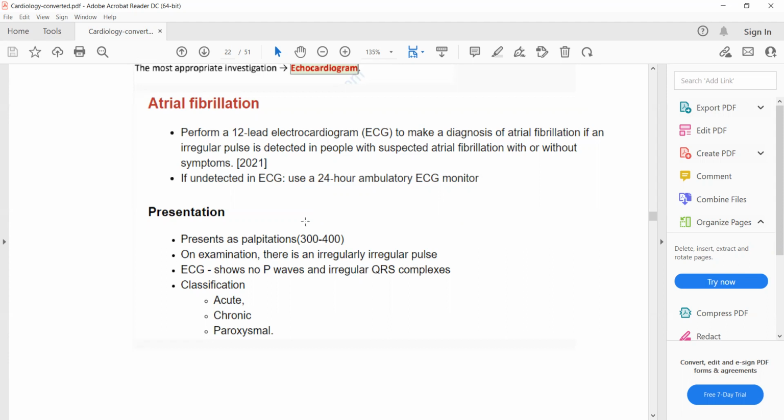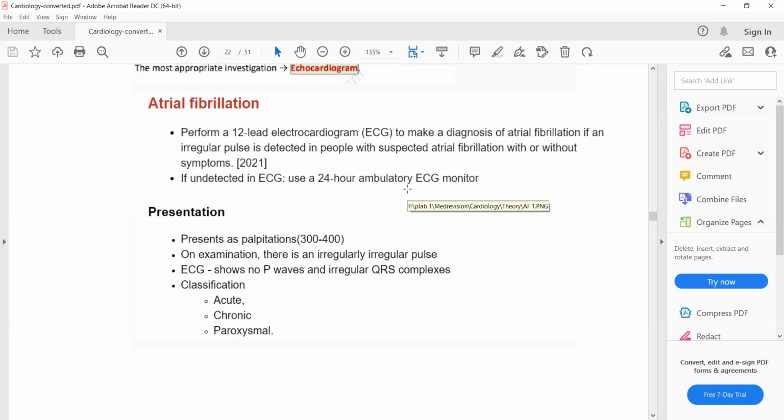If a patient presents to you with palpitations and you are suspecting any kind of arrhythmia, then the initial investigation will be a 12 lead ECG. If you cannot make the diagnosis on 12 lead ECG, then you will use 24-hour ambulatory ECG. But if the diagnosis is made on the 12 lead ECG, then the next investigation will be echocardiogram and not a 24-hour ambulatory ECG monitor.